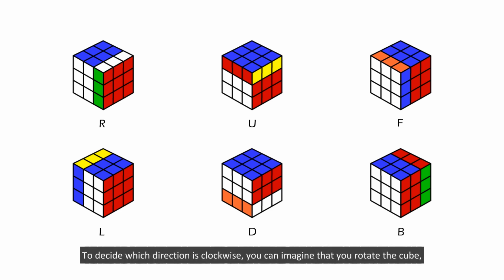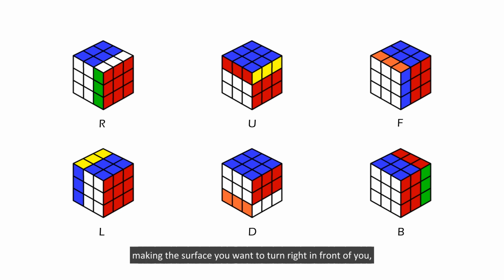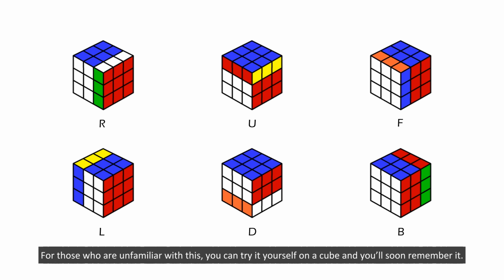To decide which direction is clockwise, you can imagine that you rotate the cube, making the surface you want to turn right in front of you, turn it clockwise, and rotate the cube back. This explains why an R action rotates the rightmost layer upward, but an L action rotates the leftmost layer downward. For those who are unfamiliar with this, you can try it yourself on a cube and you'll soon remember it.